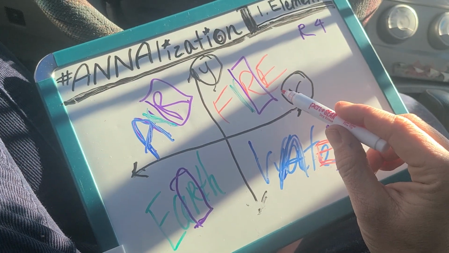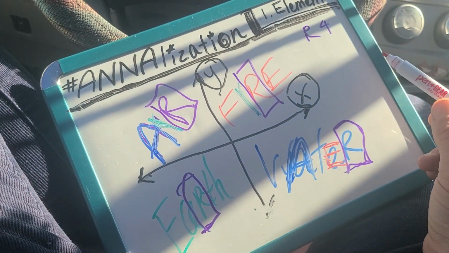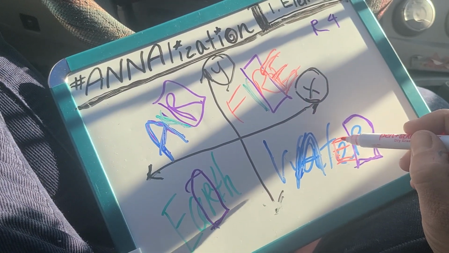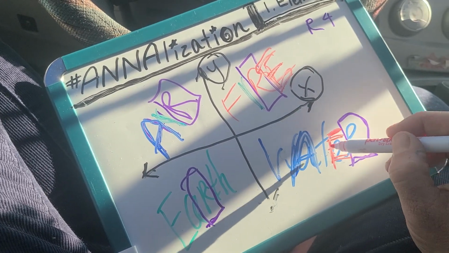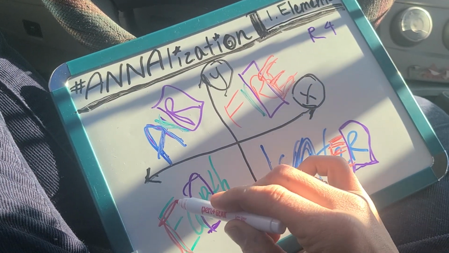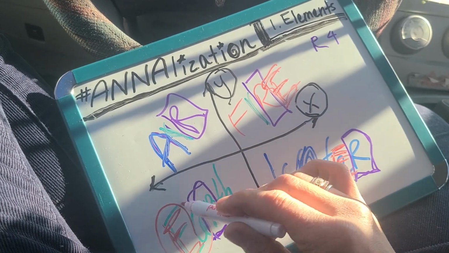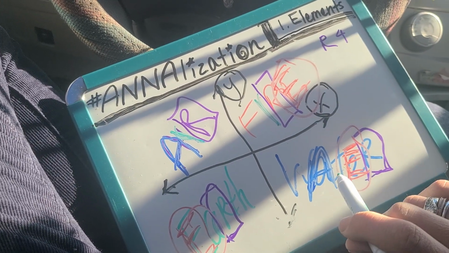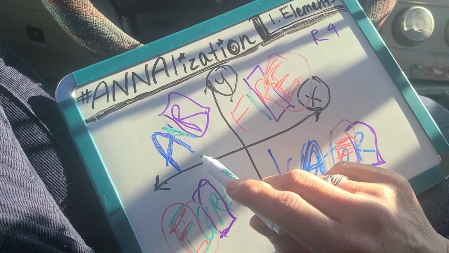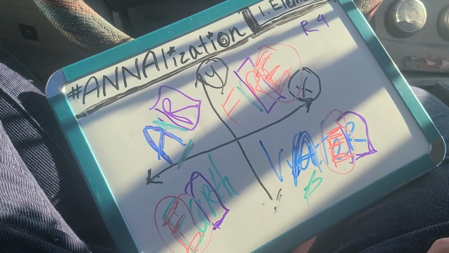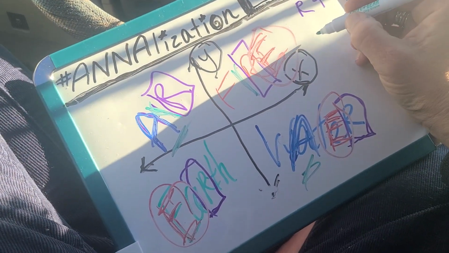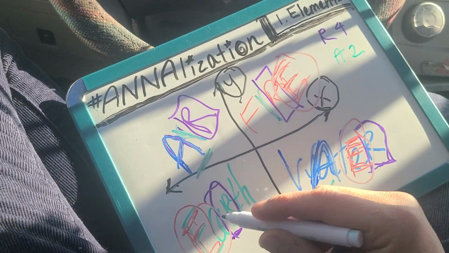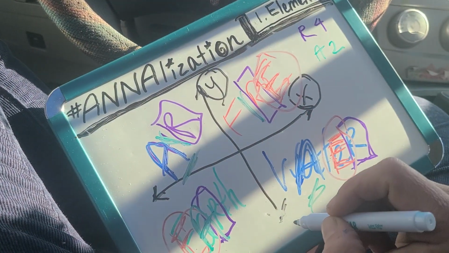So E is found in fire and water here, and earth. So I'm going to circle that E with this red right here. Finally, I think we might have done all of them. So A, air, and water. Oh, and earth. Holy moly.